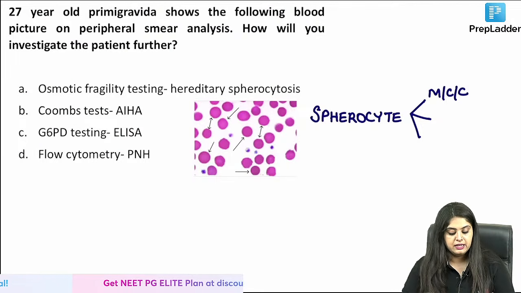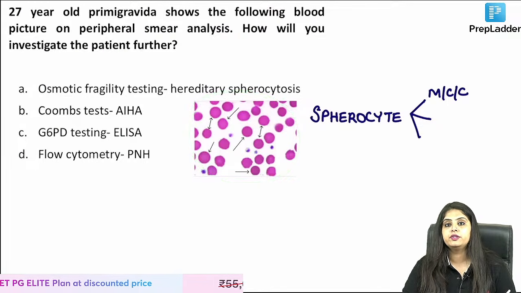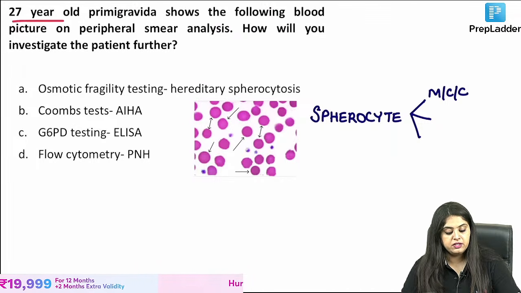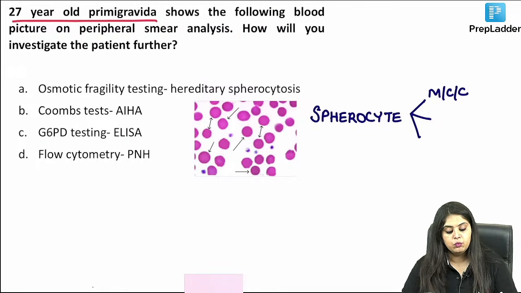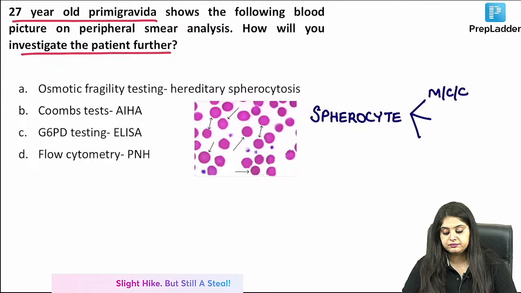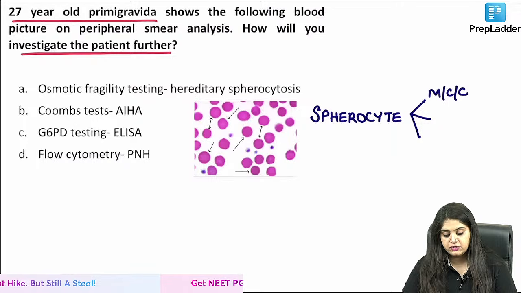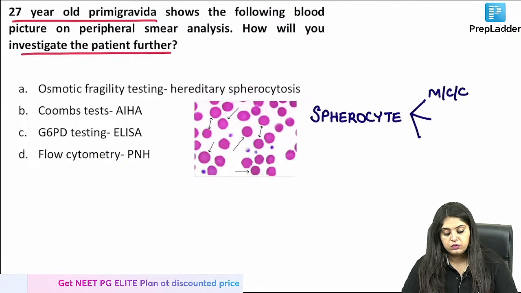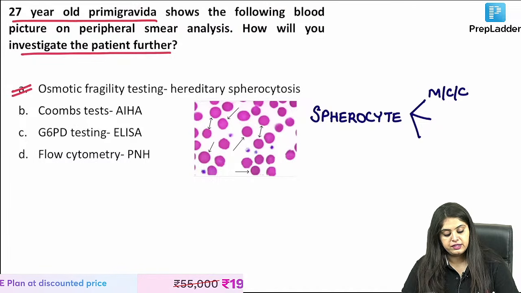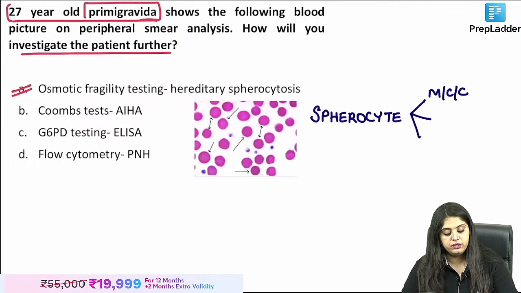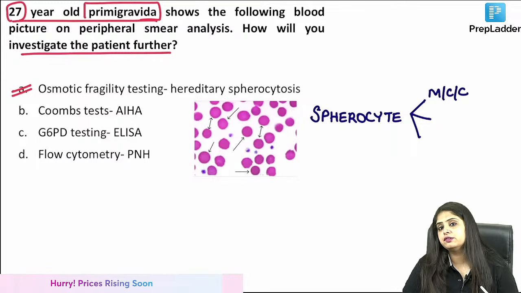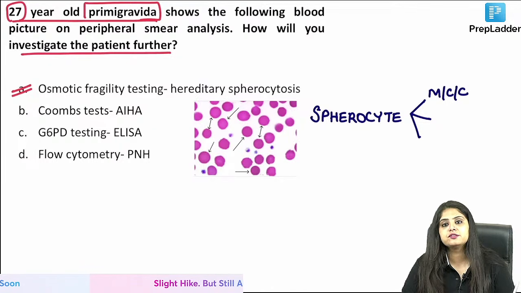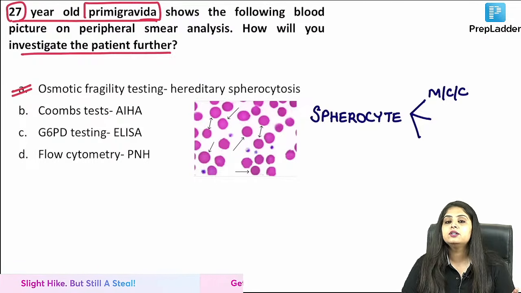I have helped you a little by writing the diagnosis of the photo over here because I was confident you would be able to do that. Now tell me, there's a 27-year-old primigravida showing the following blood picture on peripheral smear analysis. How will you investigate the patient further? Okay, osmotic fragility, hereditary spherocytosis. Do you expect a 27-year-old to know, when she's in her first pregnancy, that she is suffering from hereditary spherocytosis and she has not known this for the first 27 years of her life? Doesn't that sound a little too weird?